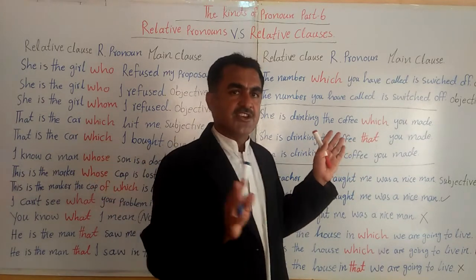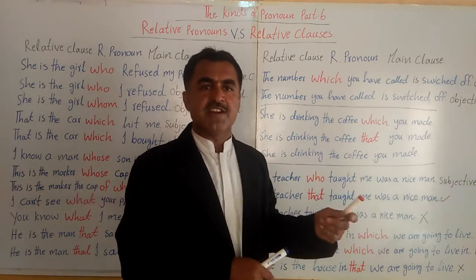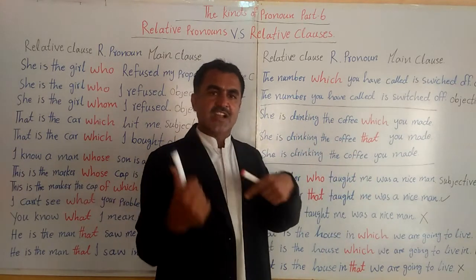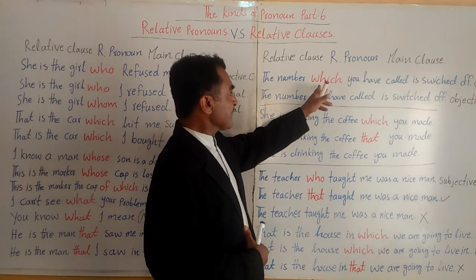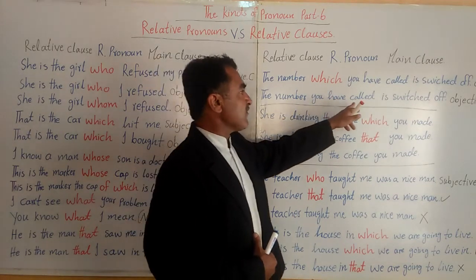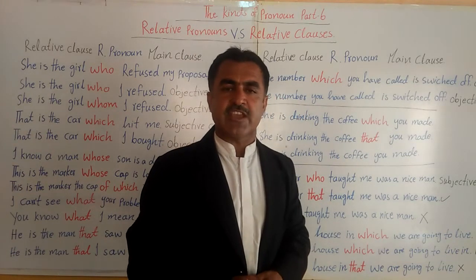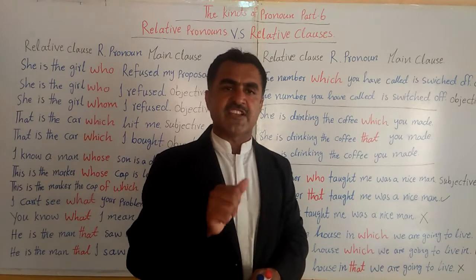You have called it. You have used that number. You have called that number. That's why number is the object and you are the subject. So that's why you can see here it is dropped. The number you have called is switched off. It can be dropped in objective cases.